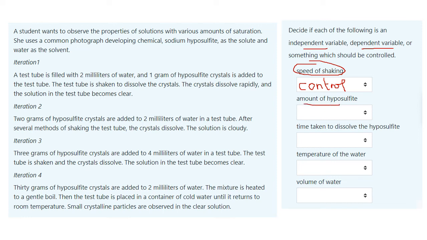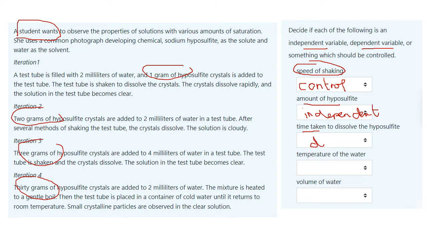The amount of hypersulfate, well, 1 gram, 2 grams, 3 grams, 30 grams. This is what the student is choosing. The student chooses it, so it is the independent. And then the time taken to dissolve the hypersulfate, the time taken is what should be measured. So that should be the dependent variable.